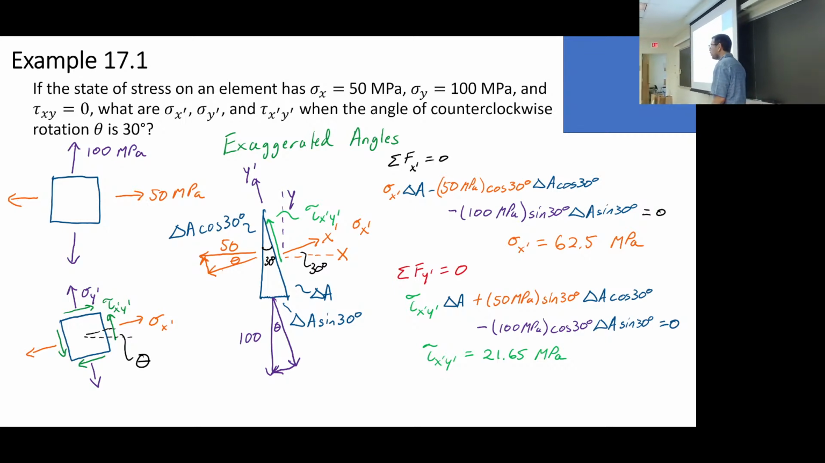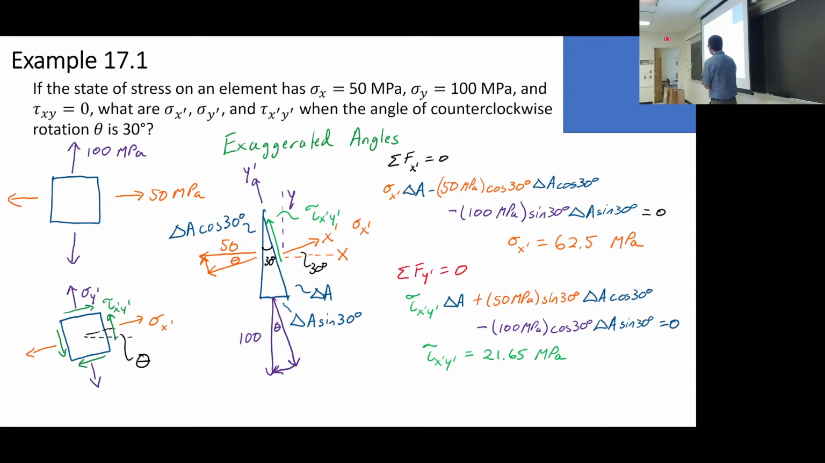So we've done our first transformation problem. Woohoo! We've done our first rotation. Now we have a new couple components of stress for this new rotation. But we're still missing sigma y prime.